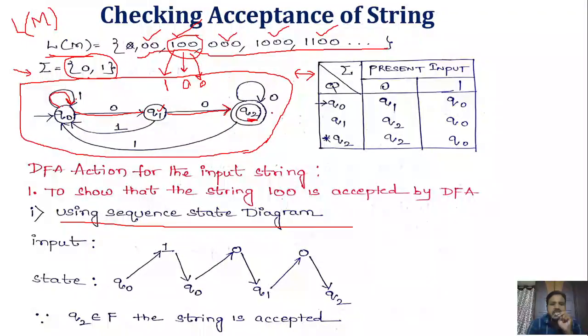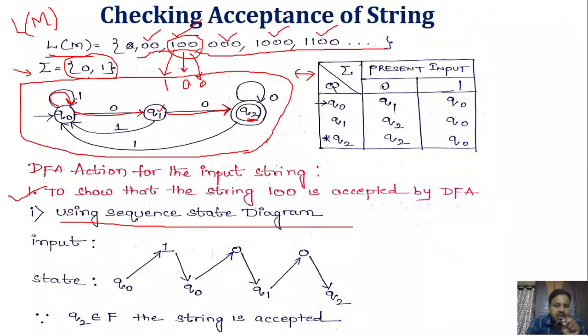But the question is how we can represent this acceptance or rejection mathematically. In order to represent the acceptance of a string mathematically, we can use either the sequence of states diagram, or the extended transition function, or the delta-hat function. We will discuss each one in detail.